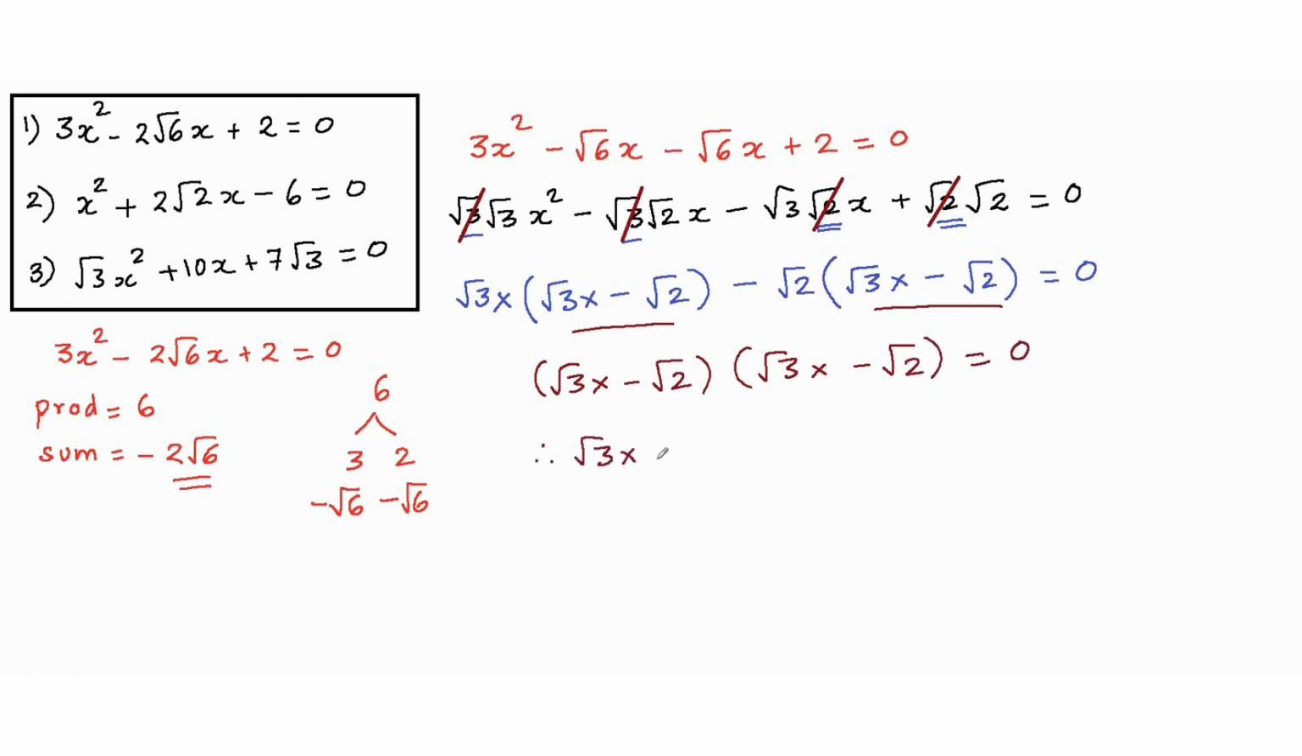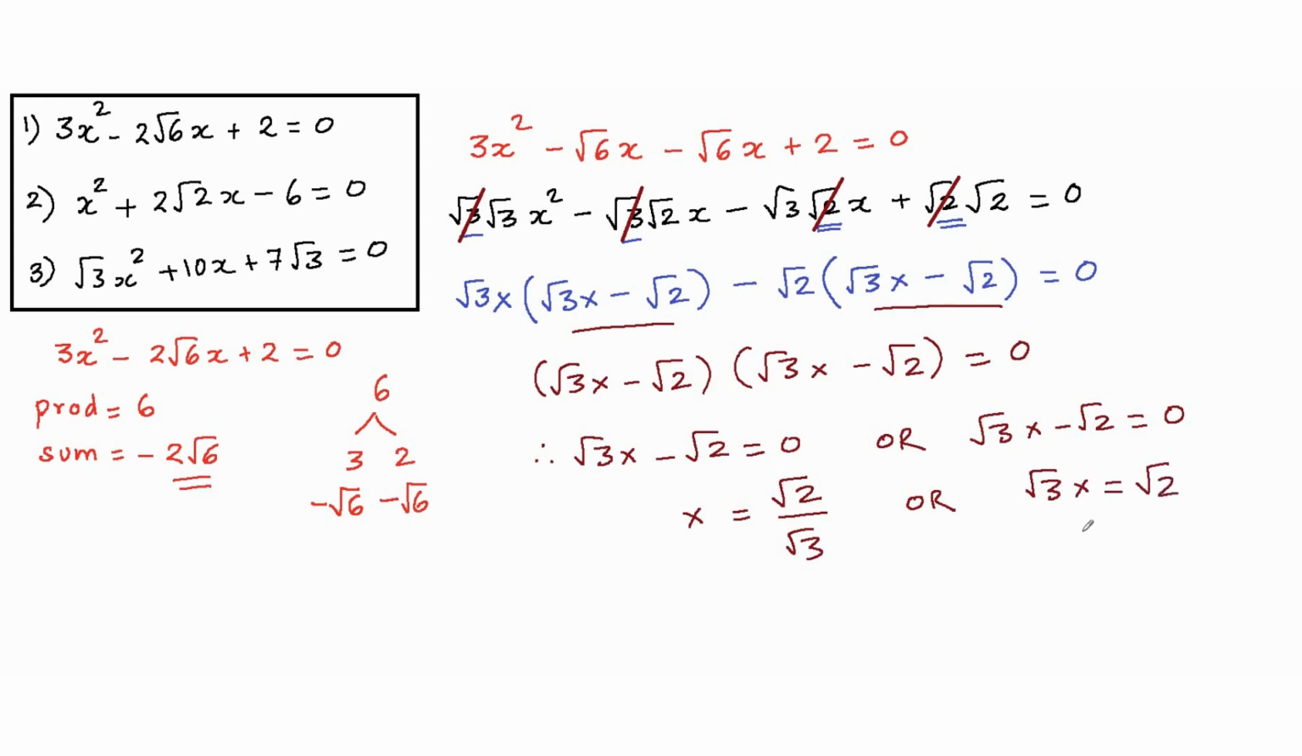Therefore, I will get either root 3x minus root 2 is 0, or root 3x minus root 2 is equal to 0, which means root 3x is equal to root 2, so x is equal to root 2 by root 3. Therefore, the solution set can be written as root of 2 by 3, comma root of 2 by 3. You will notice that these roots are real and they are equal to each other also, right? Hence, the nature of the roots here is real and equal.